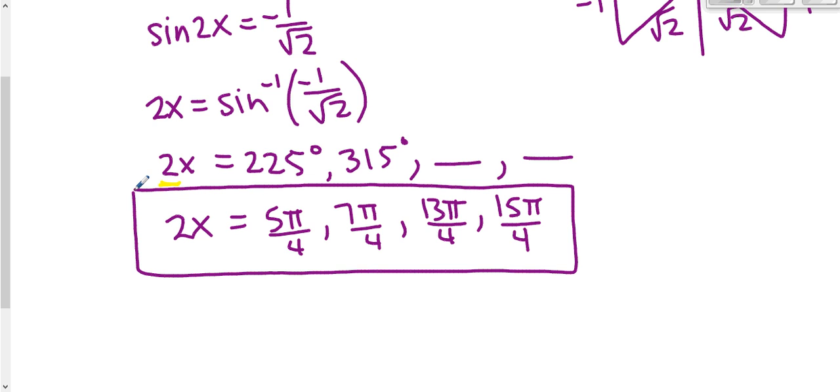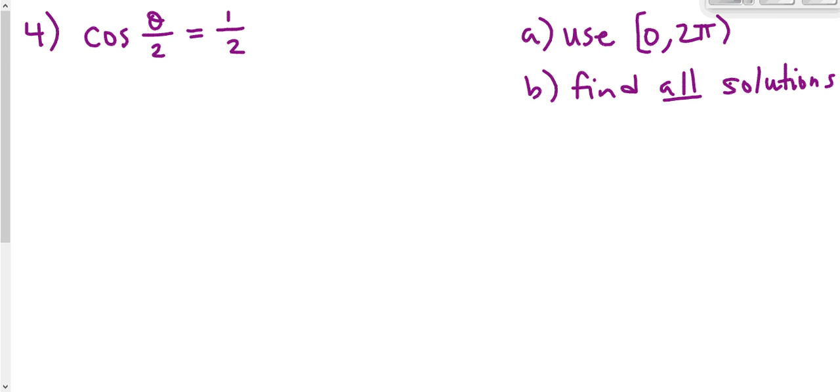All right, let's take a look at number 4. For number 4, we're going to do it twice, so we have part A and part B. In part A, we're going to do what we have been doing and use the interval from 0 to 2 pi. And for part B, we're going to find all solutions, the infinitely many solutions, kind of like what we did in the last lesson.